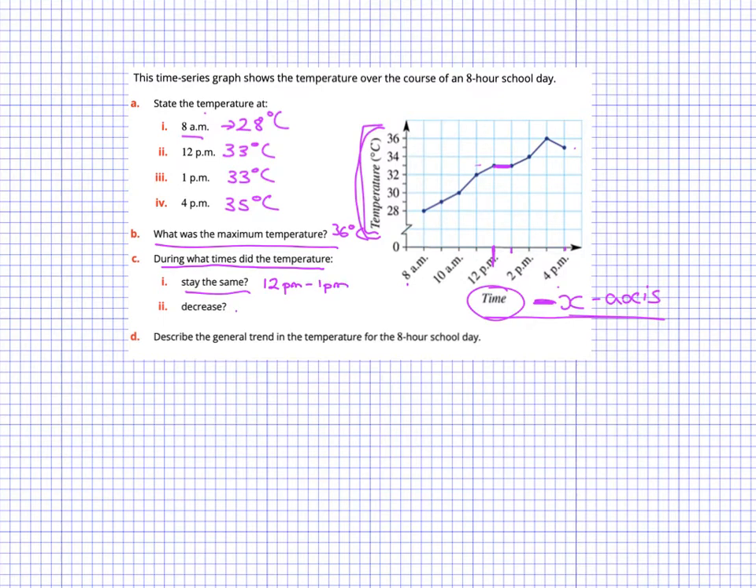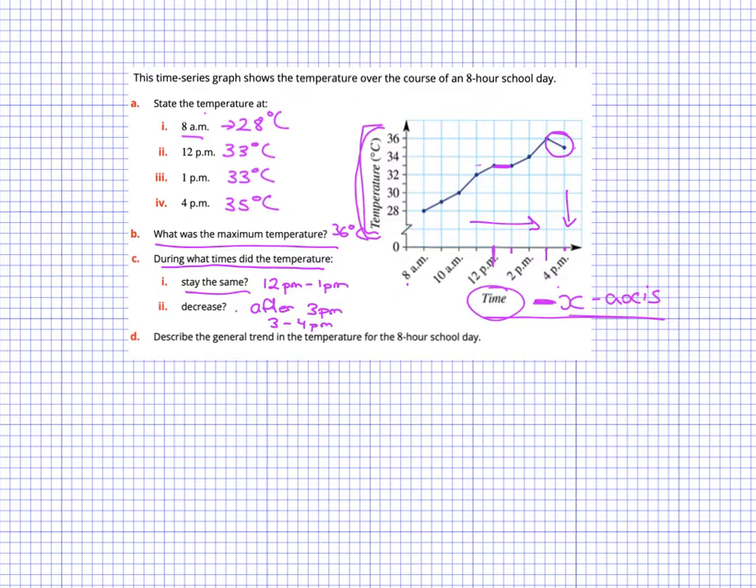All right, what about a decrease? Is there any point where as time has gone on, the temperature has gone down? All right, we talked about it earlier. We saw that at the start, it was after 3 p.m. that the temperature dropped. So we just say after 3 p.m., or between 3 and 4. All right, 3 to 4 p.m.